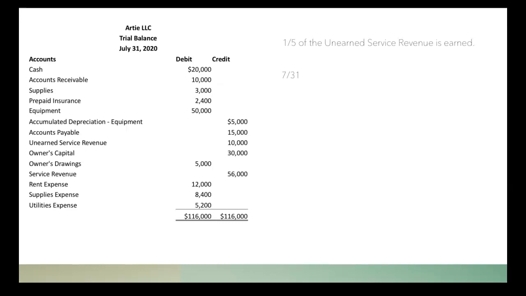Now we're told that in July, 1/5 of the unearned service revenue is earned. So we take a look over at our trial balance. We see that unearned service revenue has $10,000 as its balance. So think of this company. You signed a 5-month contract with a customer, and here you have now earned 1 month of that revenue.